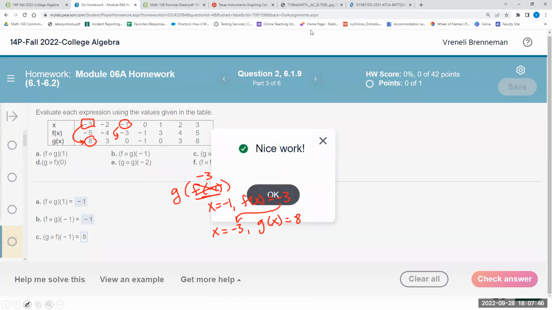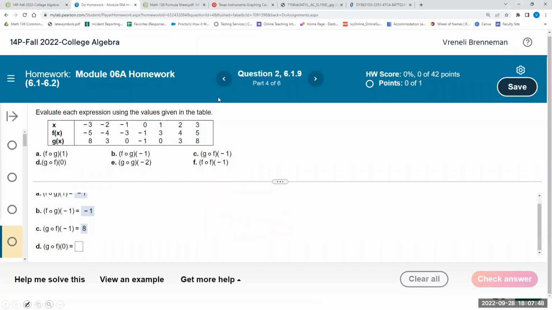Okay. So hopefully you get the idea, but I'll go and do the other three here. So g of f of 0, again, I always just rewrite it in the nested notation. I start with 0 as the x. I find f of 0 is -1. So that becomes g of -1. And then I look up -1 and find the g, which is 0.